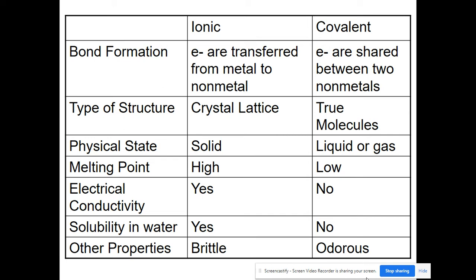Covalent compounds are going to be the ones you might have an odor associated with because their molecules are very small. They can actually travel through the air as a vapor sometimes, get into your nose, and your nose detects that smell.